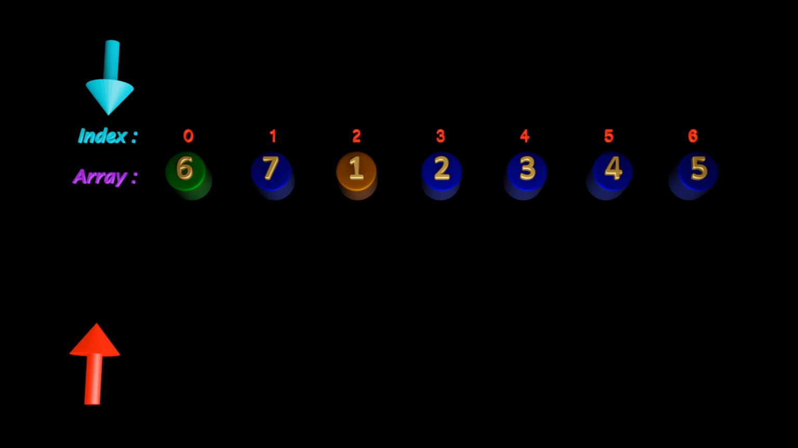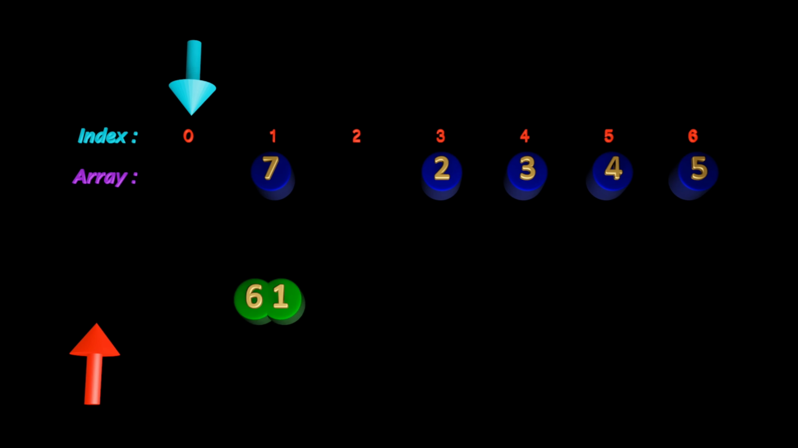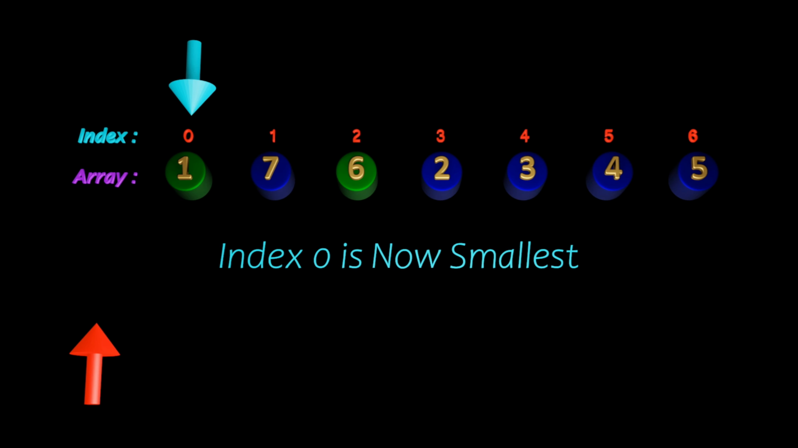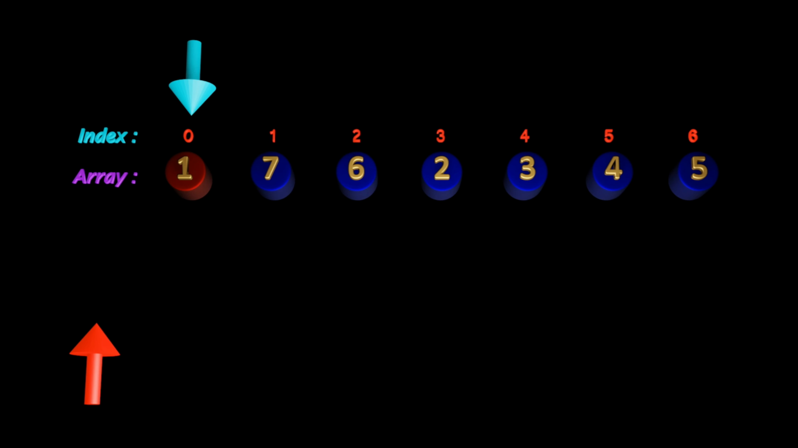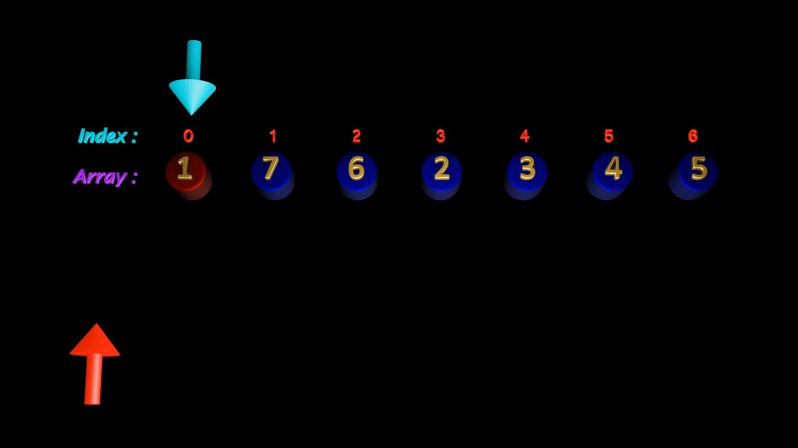The next step is to swap the two elements, that is the first element and the minimum element. Now the element at index 0 is considered the sorted part of the array and is marked red. Now the value at index 0 is the smallest.